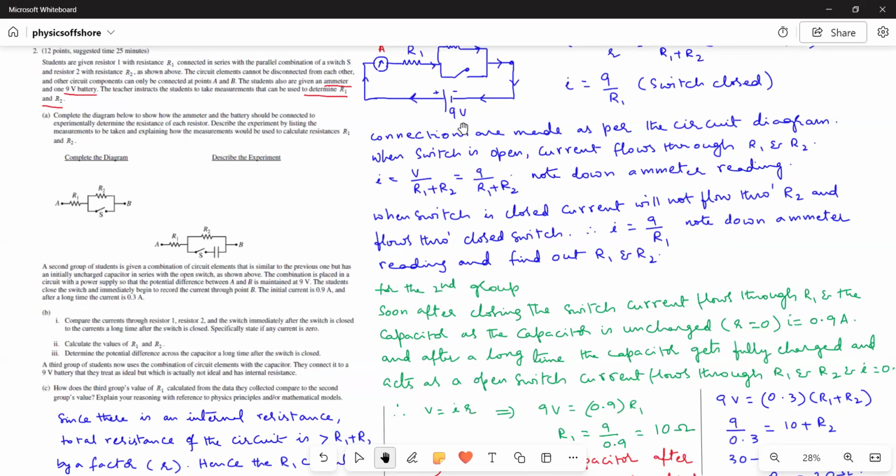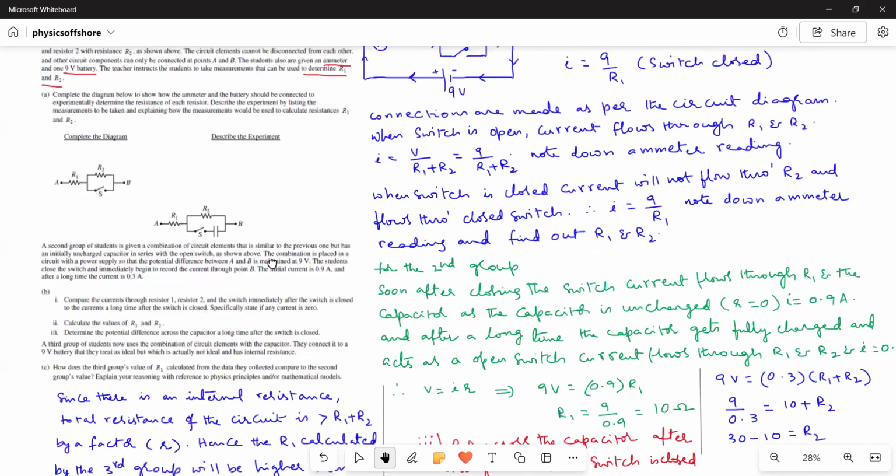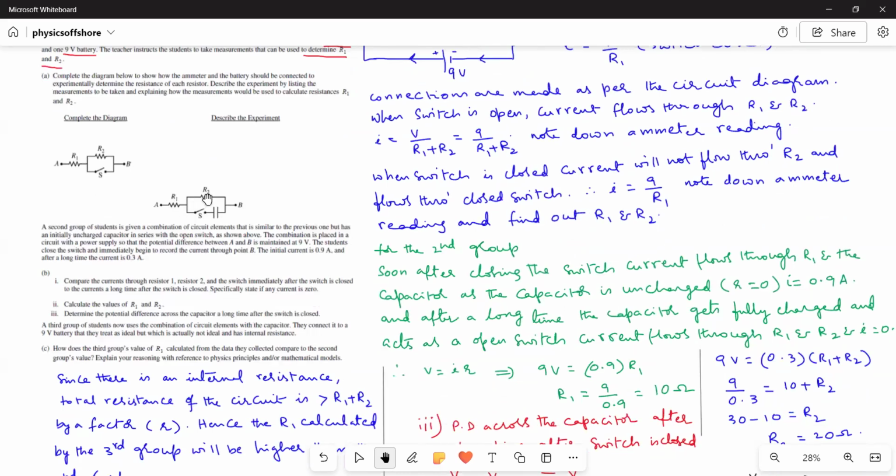The DC supply is 9 volts only, and initially the teacher gives the initial current as 0.9 amperes, and a long time after closing the switch, the current is 0.3 amperes. So what does it mean? What we have to do now is calculate R1 and R2, and find out if there is a zero current in any part of the circuit. That is what he is asking. Specifically state if any current is zero. And then determine the potential difference across the capacitor a long time after the switch is closed. These are the numerical values we have to give.